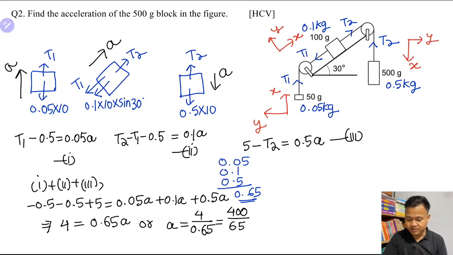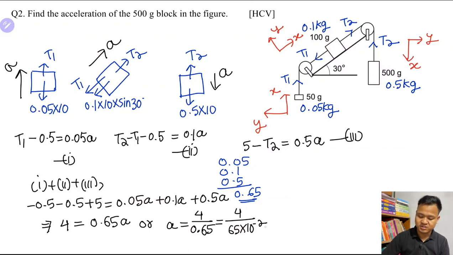Whenever you have a decimal, remove that decimal. Here I have 4 divided by 0.65. In 0.65, after the point I have 2 digits, so I can write this as 65 into 10 power minus 2. This 10 power minus 2 will go upside and become 10 power plus 2, so 100. 4 into 100 is 400, so this is 400 divided by 65.